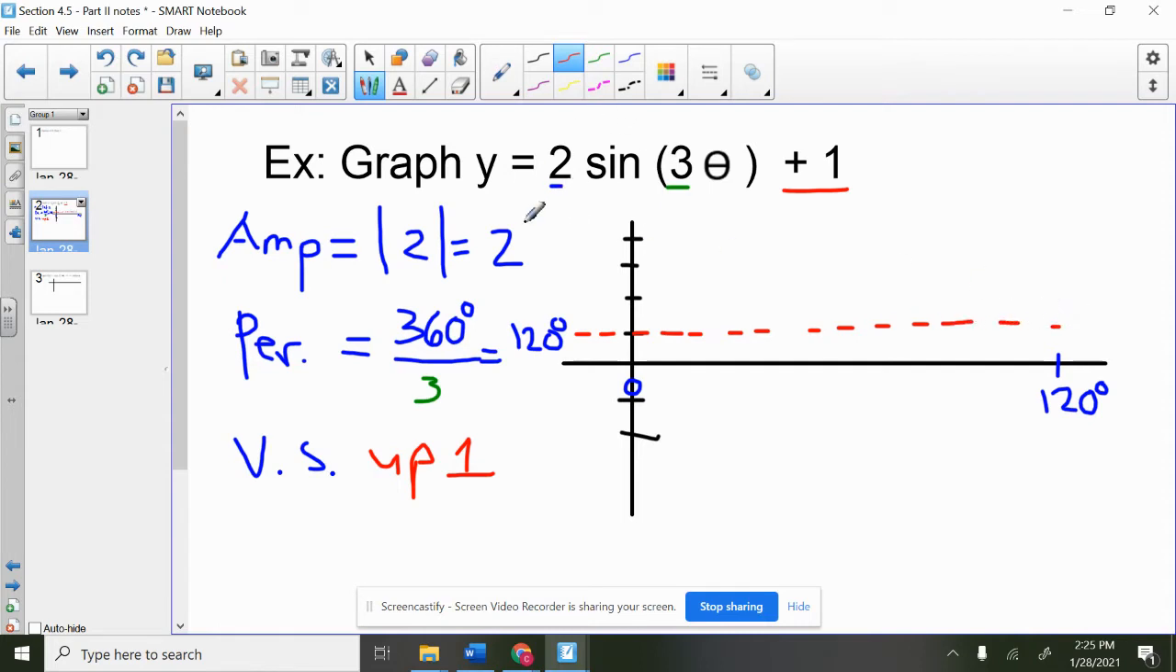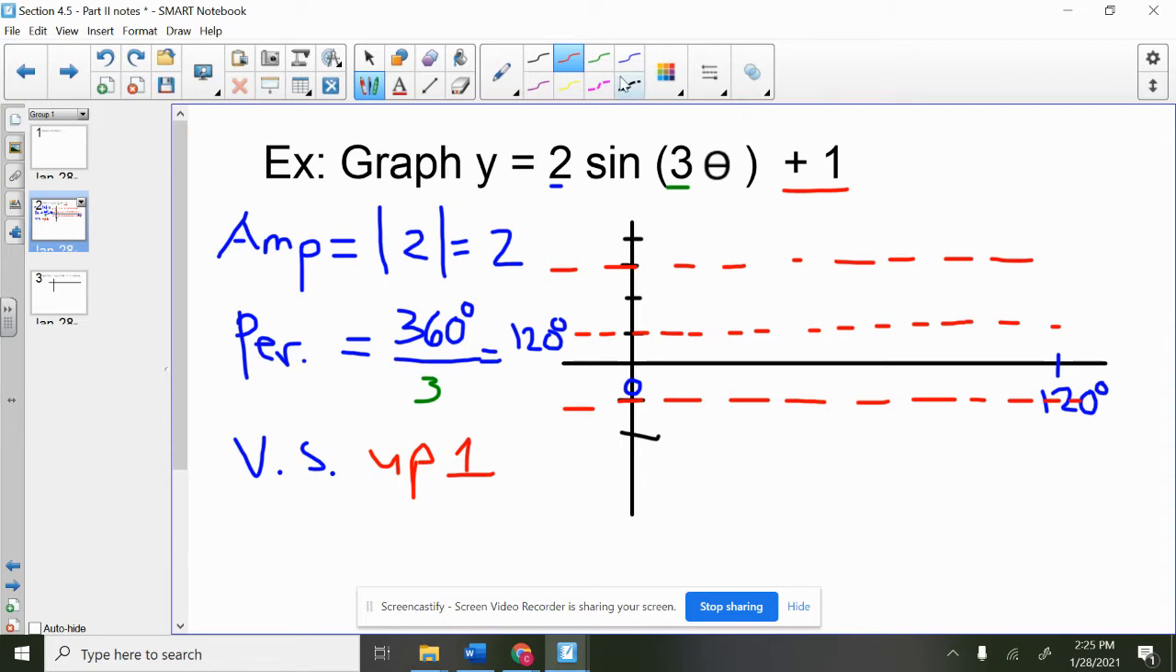Now your high and low values. Remember, your amplitude here was 2. Starting at my midline of 1, I'm going to go up 1, 2. And then I'm going to go to my midline and go down 1, 2. Notice I'm counting on this axis: 1, 2. So this is how it's going to be constrained between the top and the low.